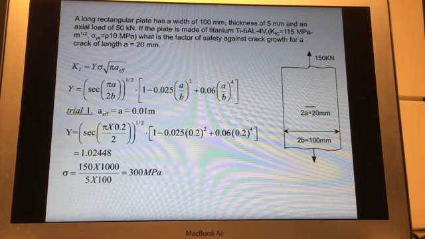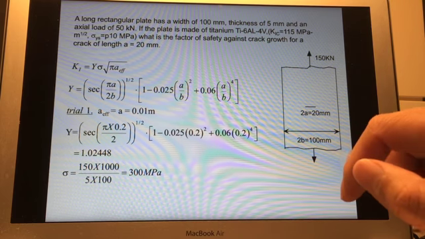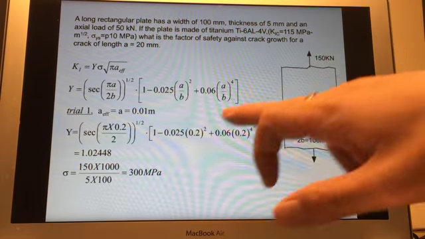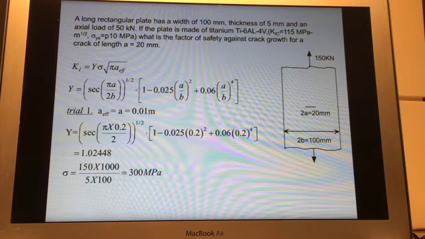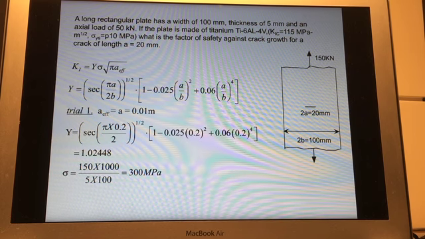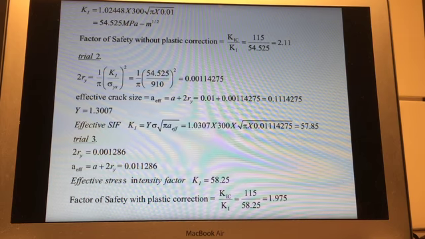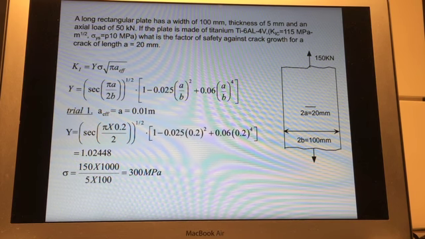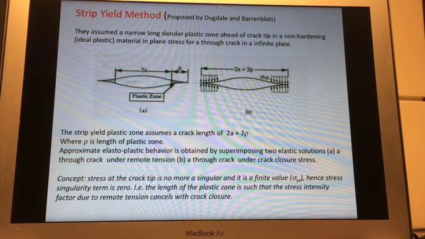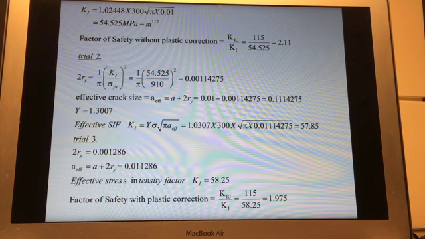Then they ask for the factor of safety against crack growth, given the crack length. The geometry is here, and you can get K by once again checking the handbook for the geometrical parameter, then plug in the numbers. I would say definitely go through this lecture so that we can move on to the next approach in estimating the plastic zone size.